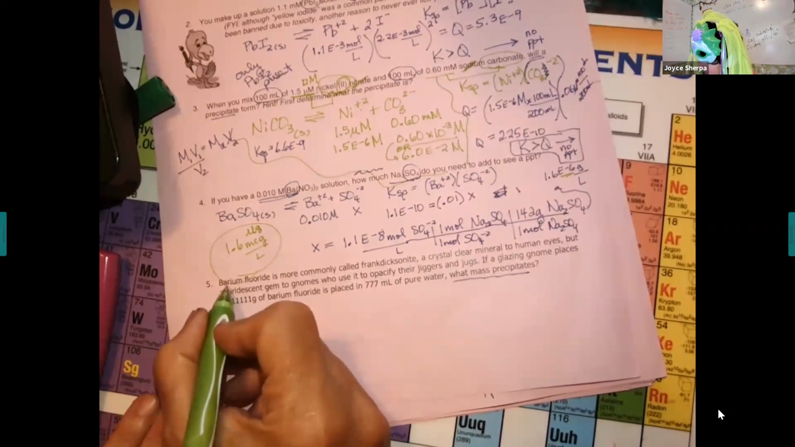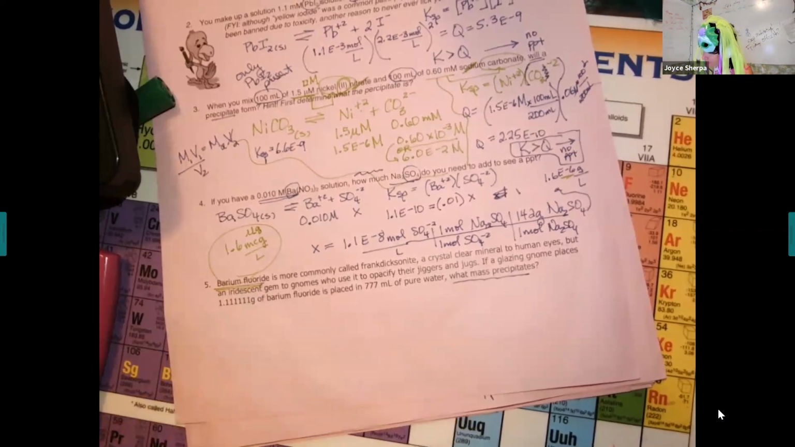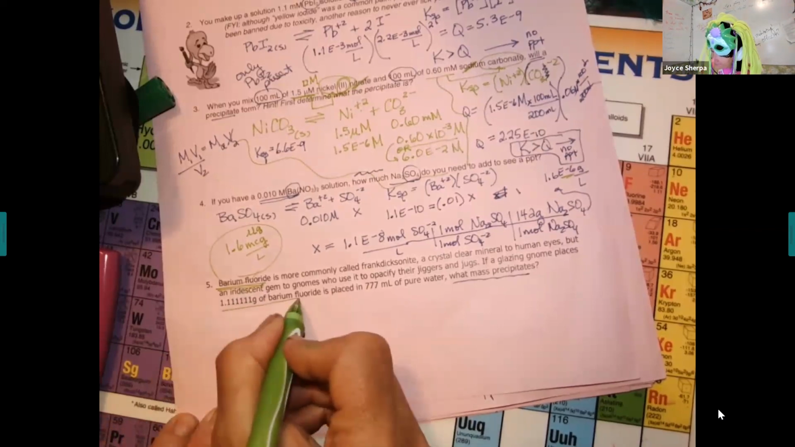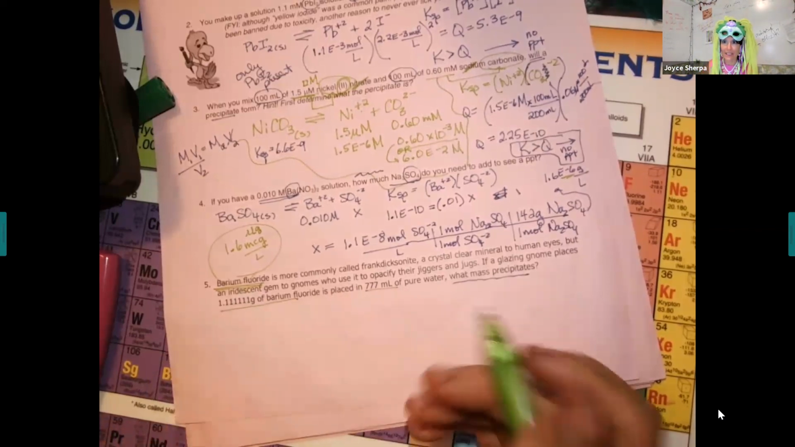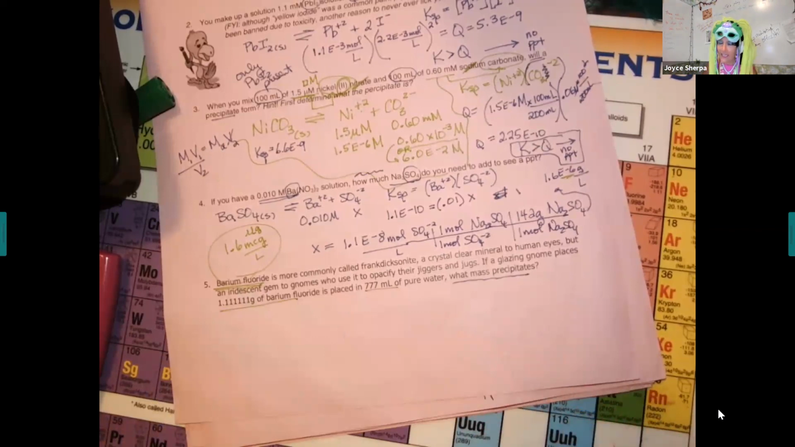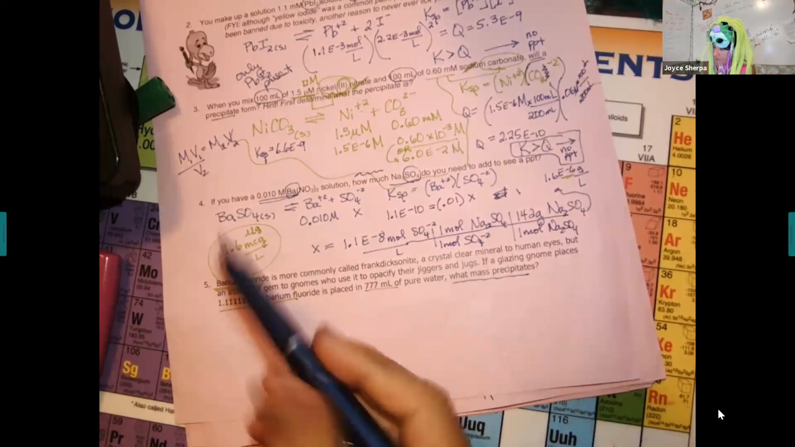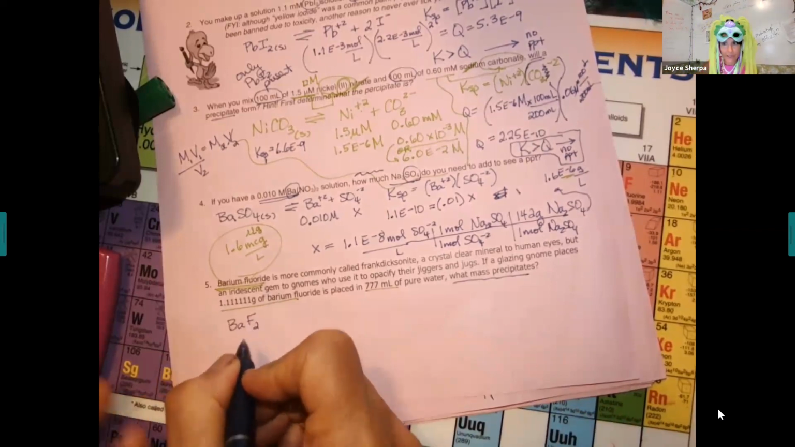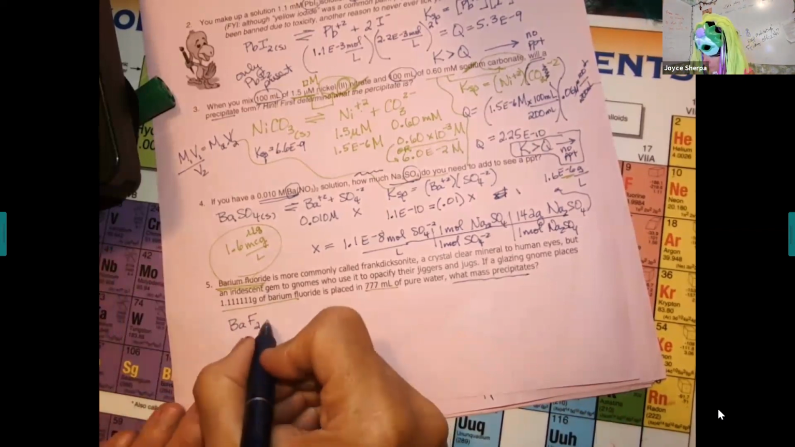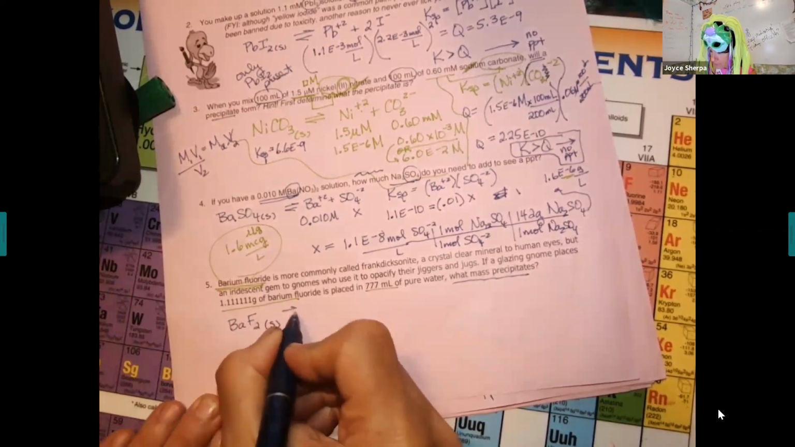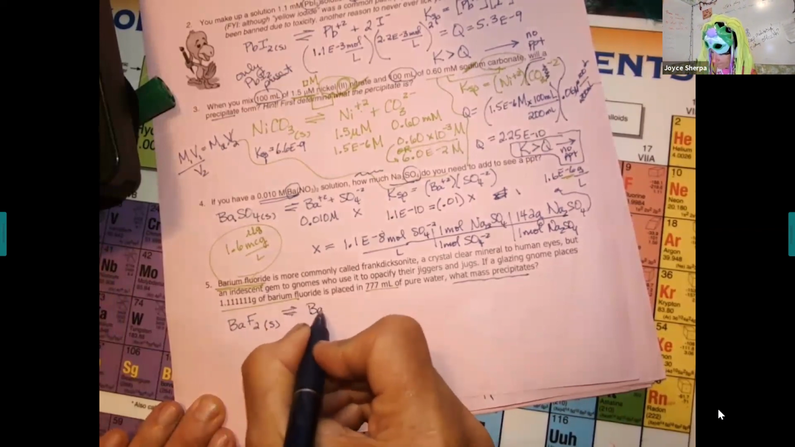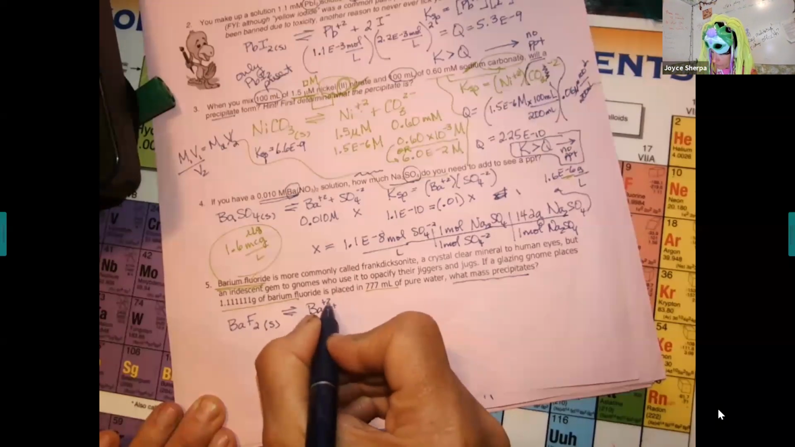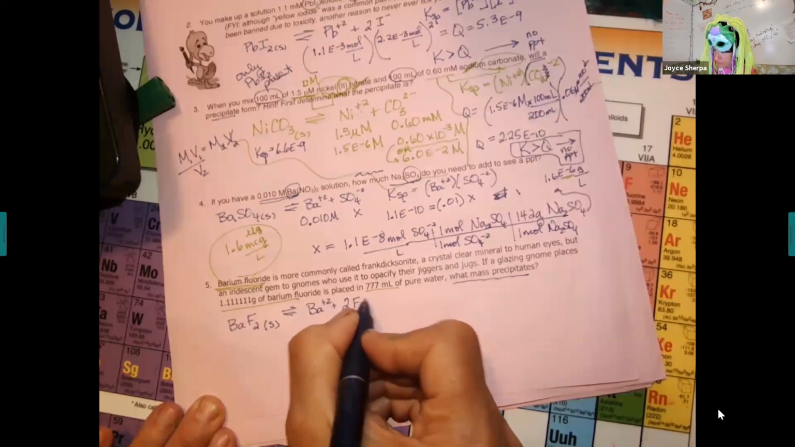All right, barium fluoride is an iridescent gem. And it gives us a mass, it tells us a volume, and it wants to know how much precipitates. So first thing you always do is write your equation. So barium fluoride, barium is one of the earth metals. So the earth metals love to precipitate. So barium plus 2 fluorides.